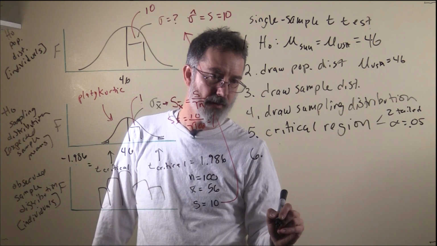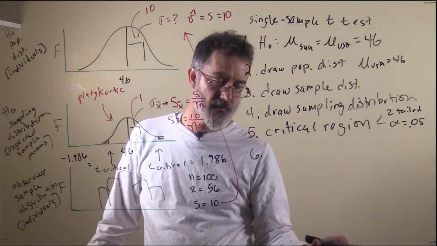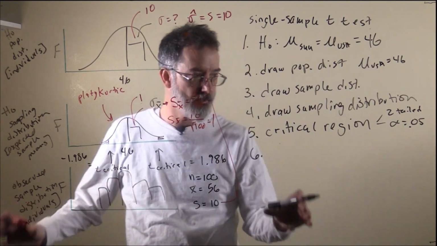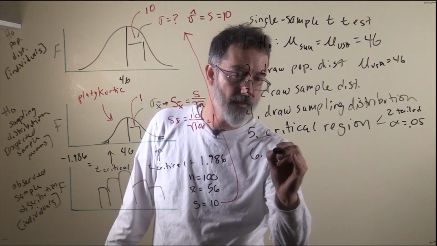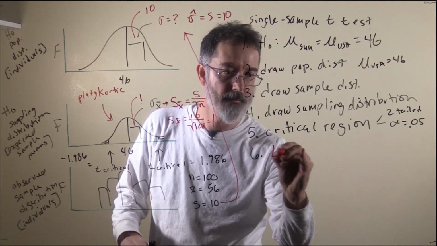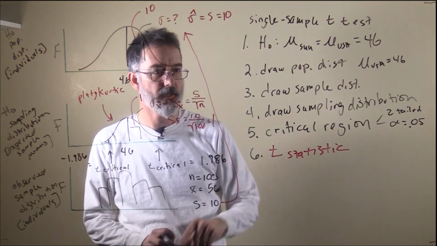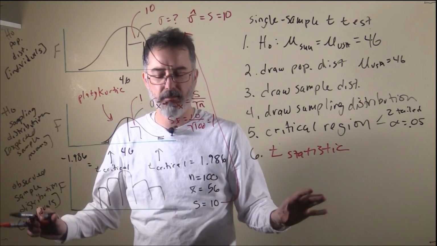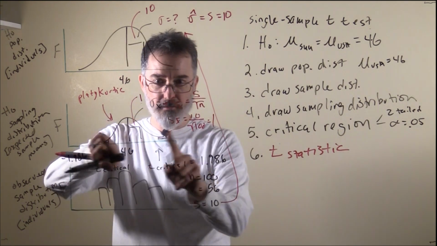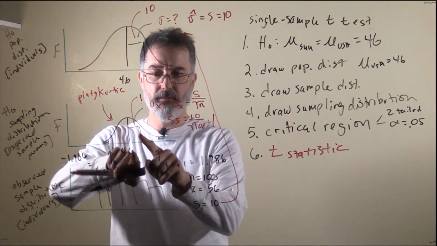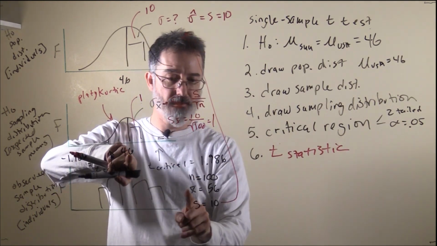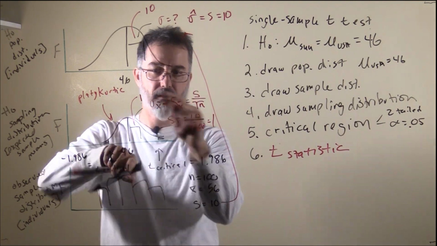The sixth step will be to calculate our test statistic. So for a z test, that was called a z statistic. For a t test, it's called a t statistic. But a t statistic is exactly the same thing as a z statistic. It's just how many standard deviations our sample mean is away from the mean on this distribution. So it's the z-score of our sample mean on this distribution.